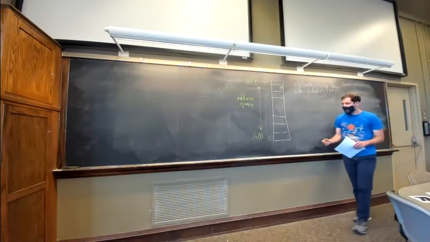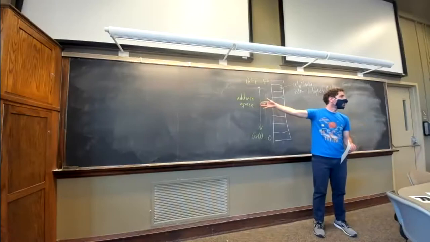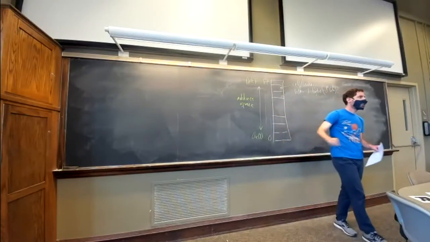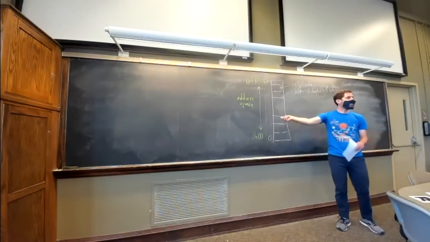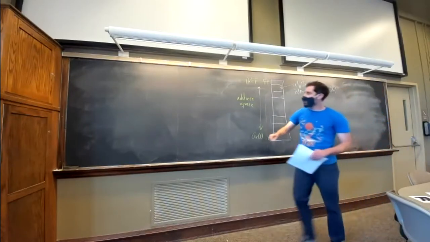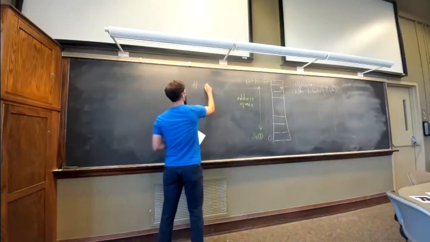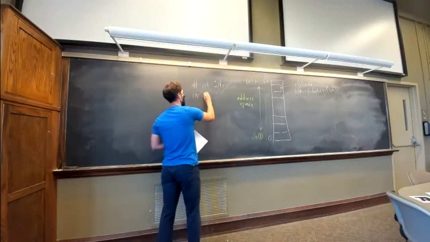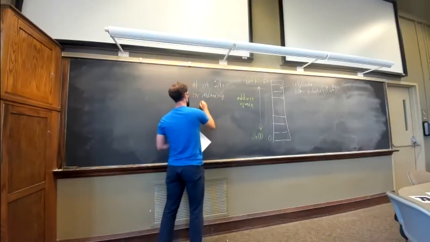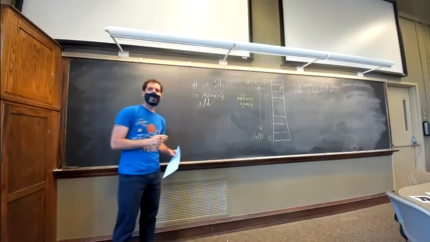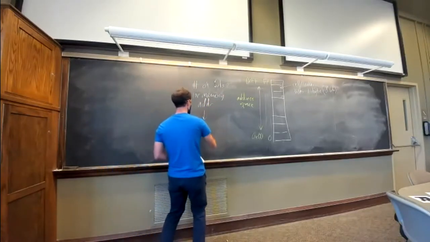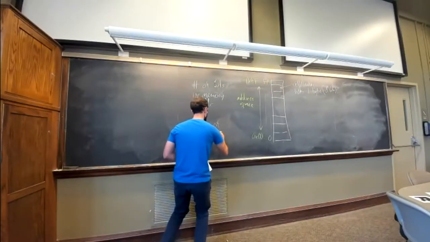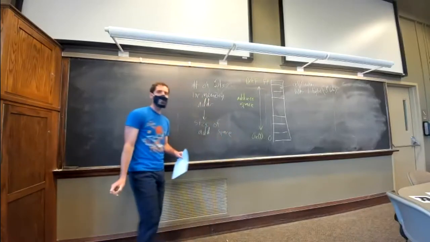So one question is, how big is an address space? How many different cells do we have? This is based on the number of bits in the address. The number of bits in a memory address determines the size of our address space.